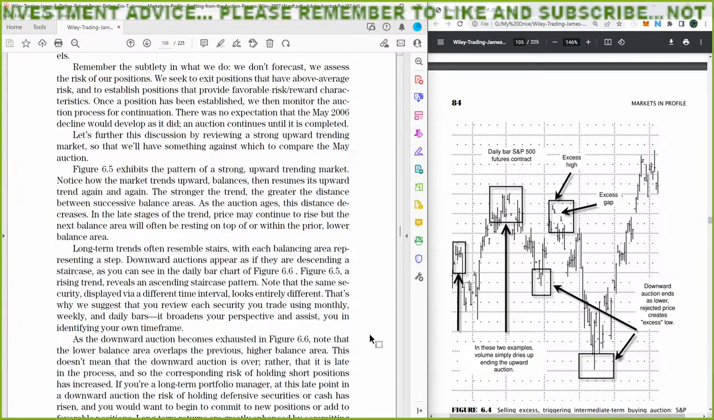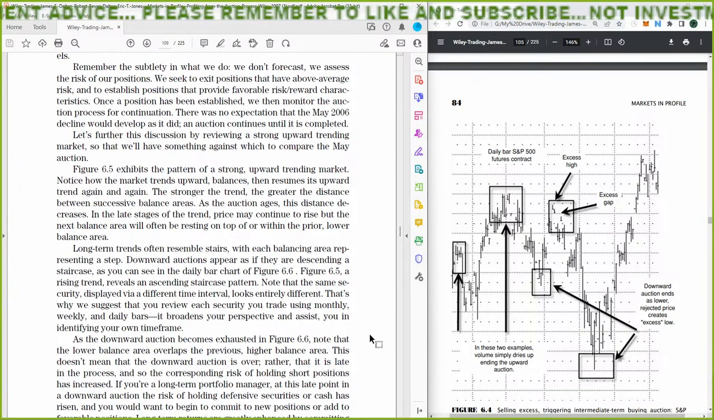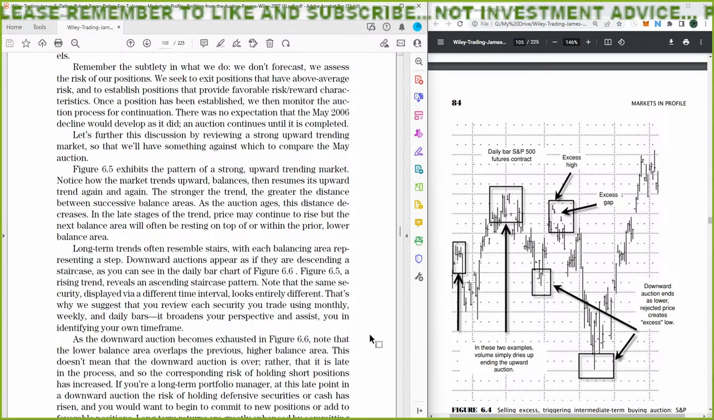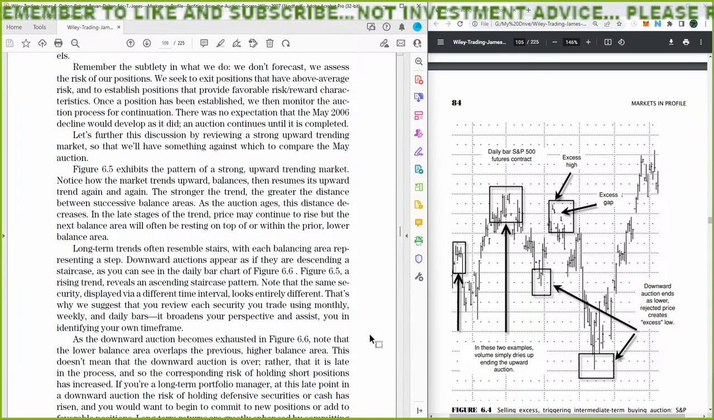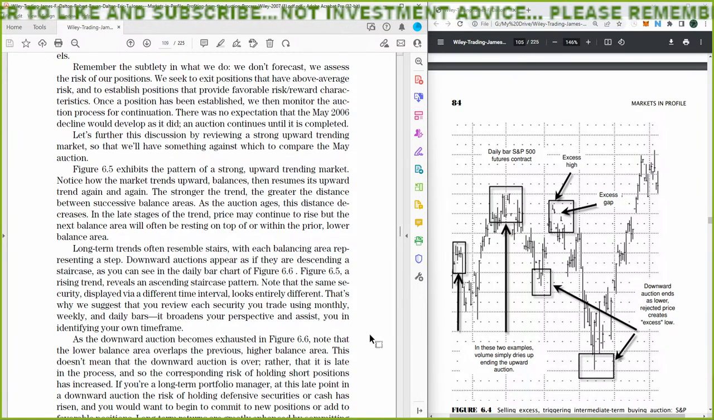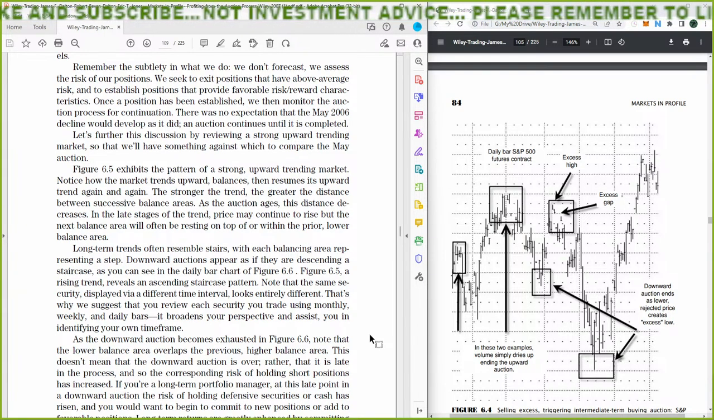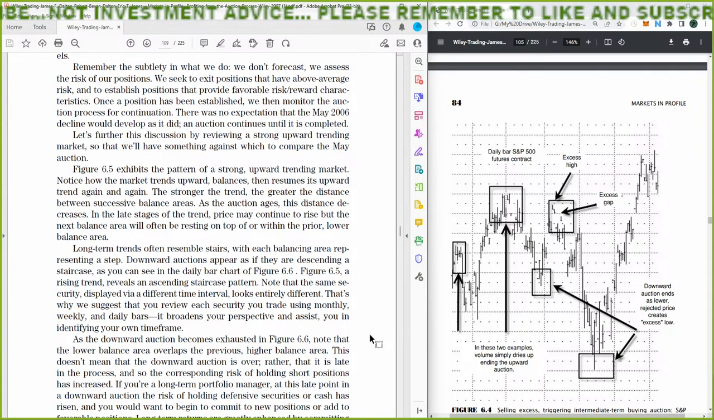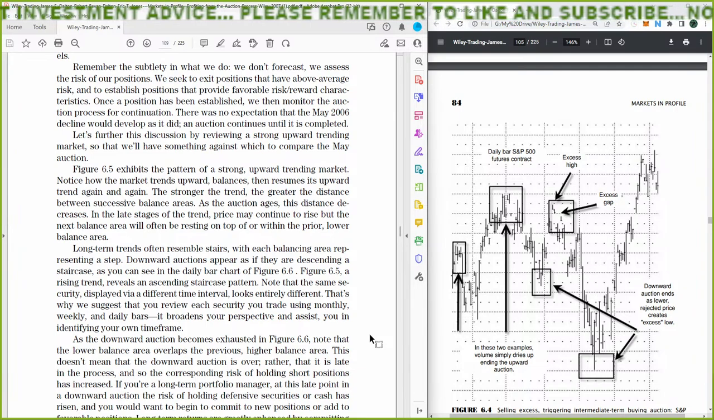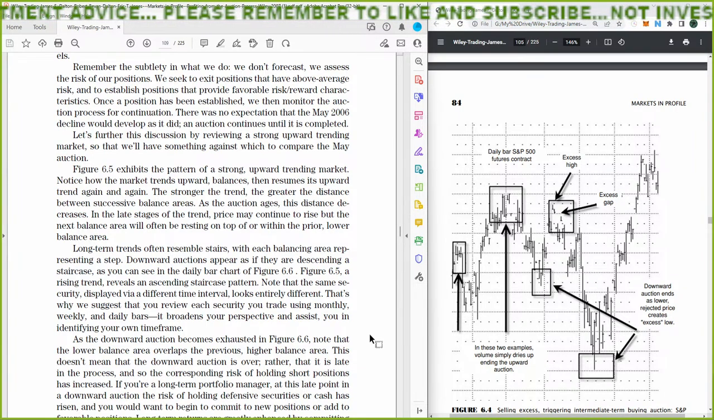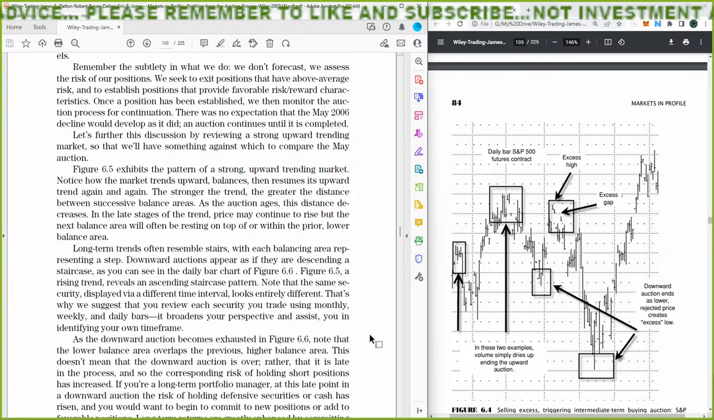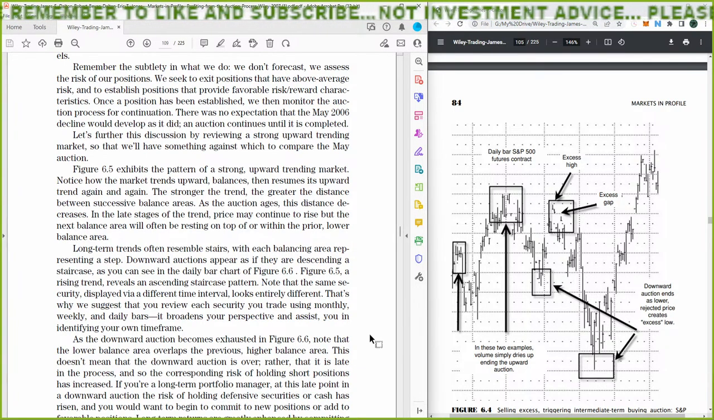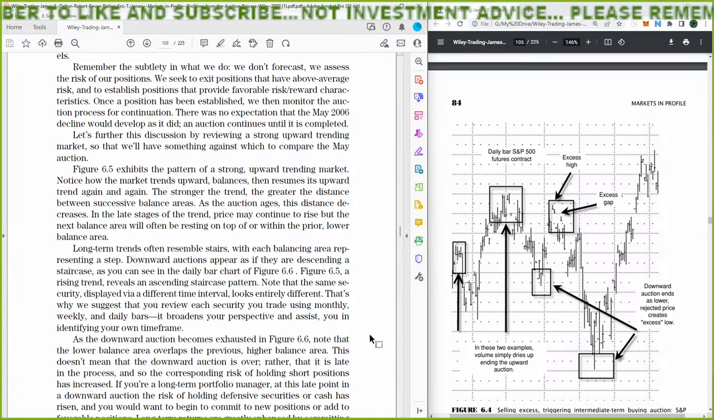Remember, the subtlety in what we do: we don't forecast, we assess the risk of our positions. We seek to exit positions that have above average risk and establish positions that provide favorable risk-reward characteristics. Once a position is established, we then monitor the process for continuation.